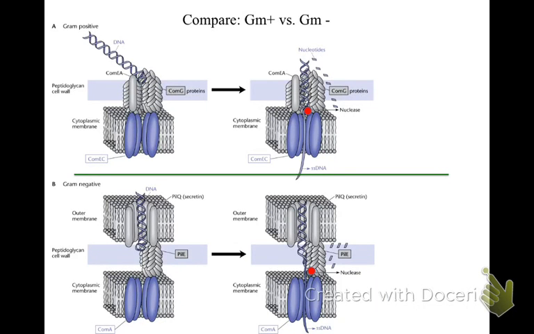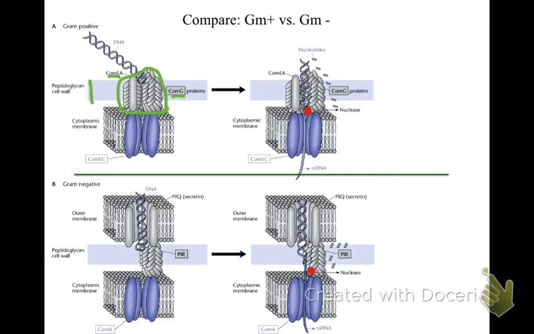Here's a figure from your book that shows, again, a comparison between gram-positive and gram-negatives. Let's look first at gram-positives. Again, they only have one membrane, the cytoplasmic membrane, but they do have a thick cell wall, so we need to have these pillin-like proteins out here. ComG is one of the main components of that.